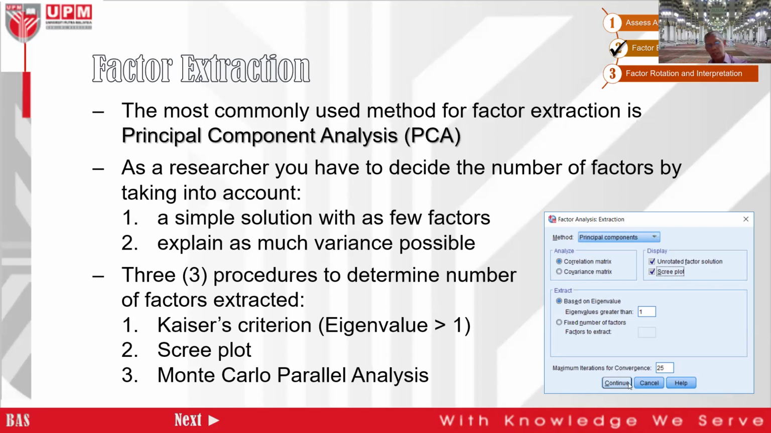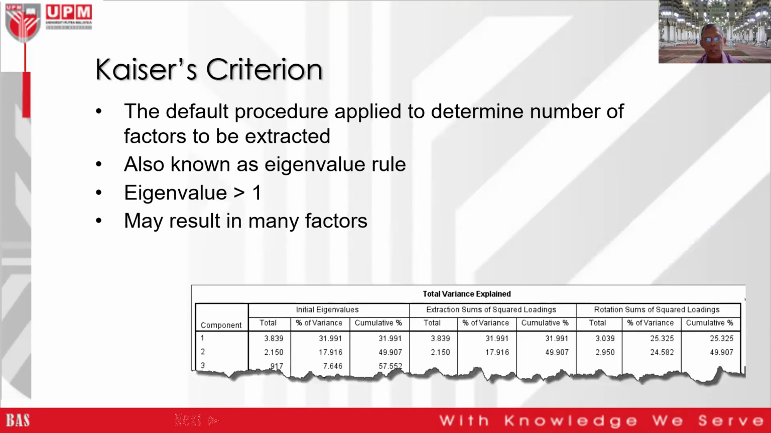We have three procedures that we can choose from. By default, SPSS uses the Kaiser criterion, which is eigenvalue more than 1, or you can opt for the scree plot as another method to determine the number of factors to be extracted, or you can use the Monte Carlo parallel analysis. But the Monte Carlo parallel analysis is not embedded in SPSS; we have to go to the website, download it, and incorporate that command into your SPSS syntax editor for the analysis.